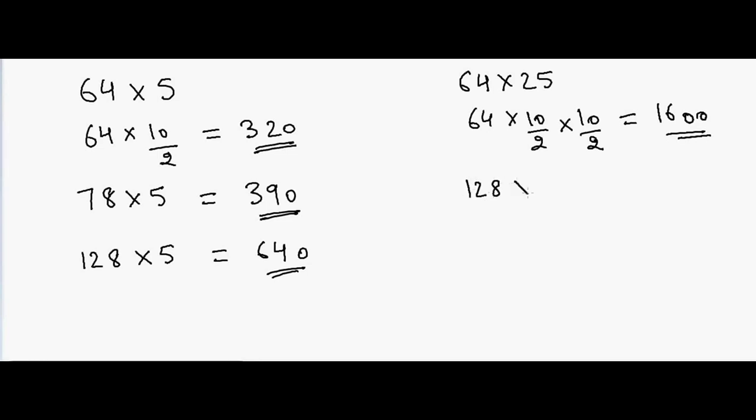Again, if I have 128 and I want to multiply by 25, in that case, half of 128 is 64, and half of 64 is 32. It's 3200.